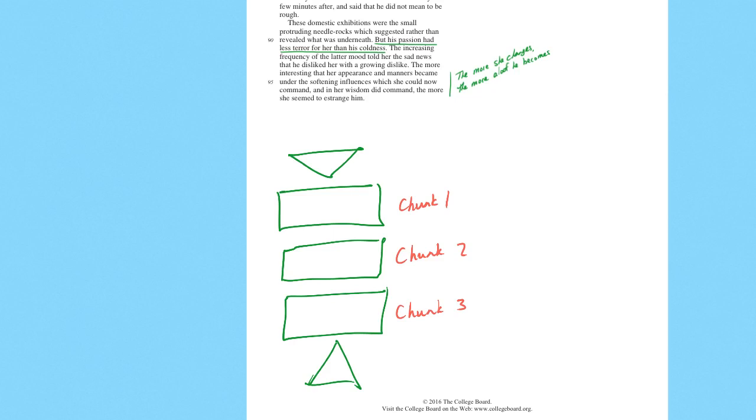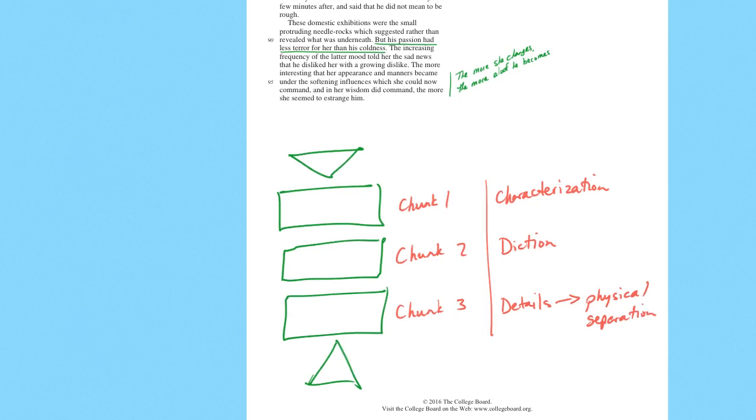Another way to do it would be to attack it by the elements. So I could do characterization in the first body paragraph, diction in the second body paragraph, and then the details of physical separation in the 3rd body paragraph. In some ways that's simpler because you're only dealing with one element at a time, but in other ways it's more complex because you're going to be jumping around in the passage and you're not going to be really discussing the passage as a logical progression from beginning to end. But either could work.